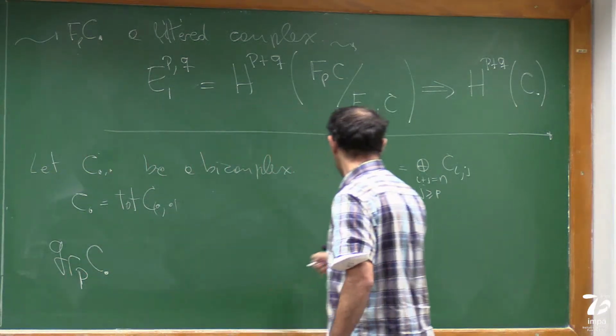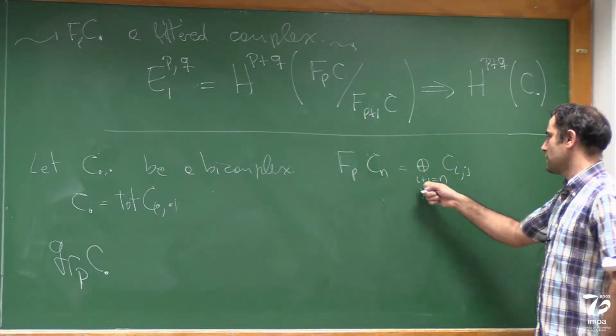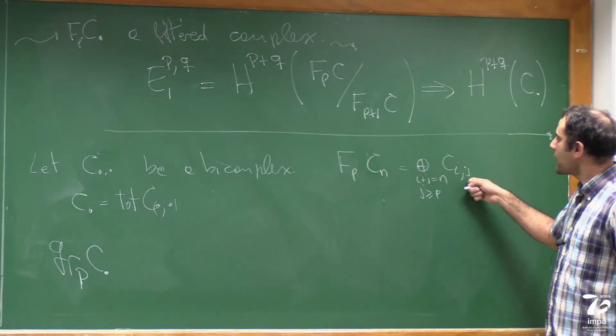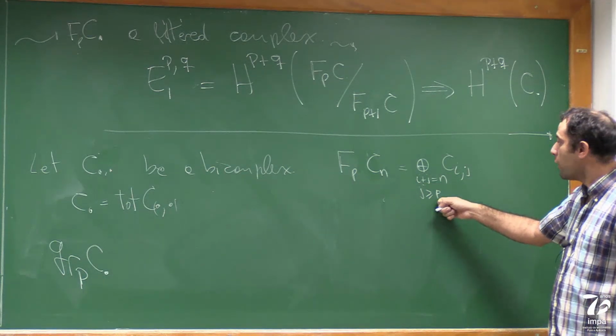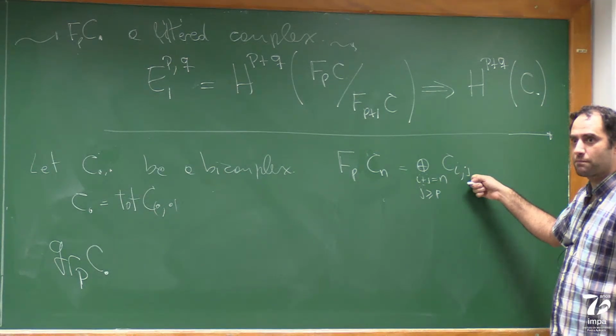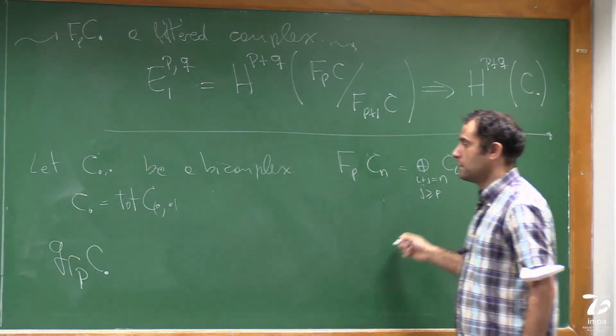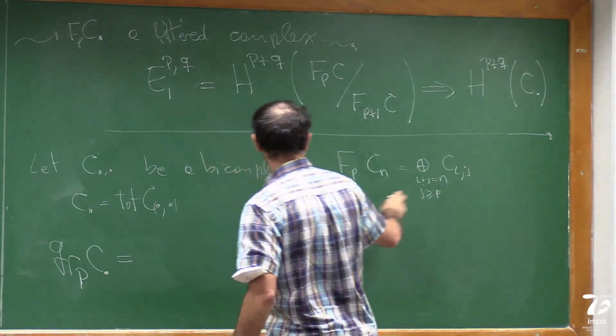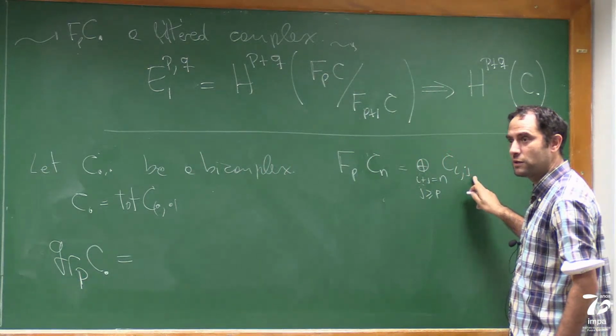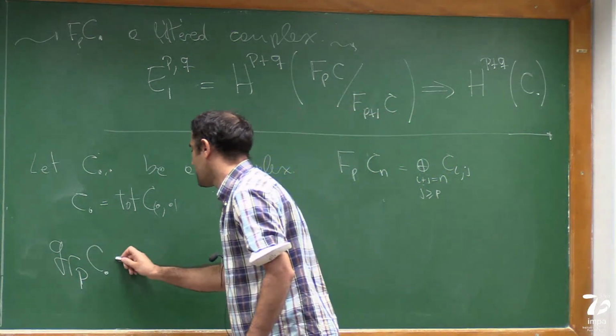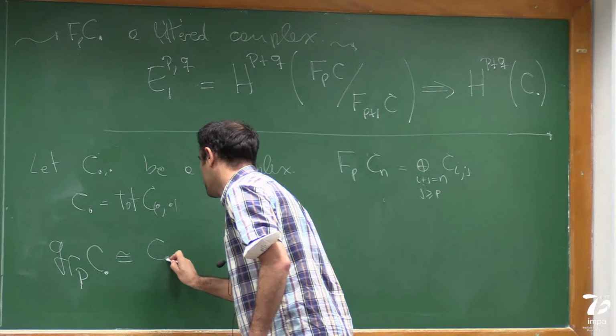Well, so here I'm going to be looking at sums like this, where the second guy is bigger or equal than p, modulo things where the second guy is bigger or equal than p plus 1. So then this Gr^p is just the direct sum where the second guy is actually equal to p. So this is isomorphic to this complex here.